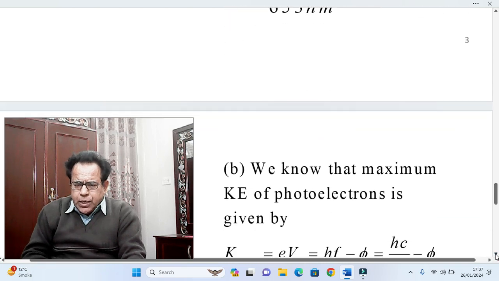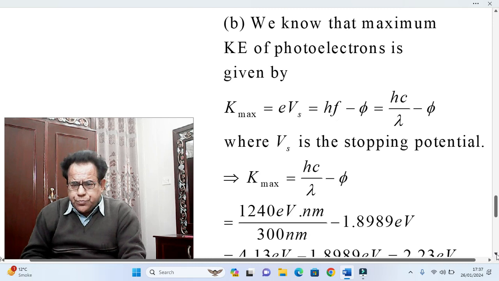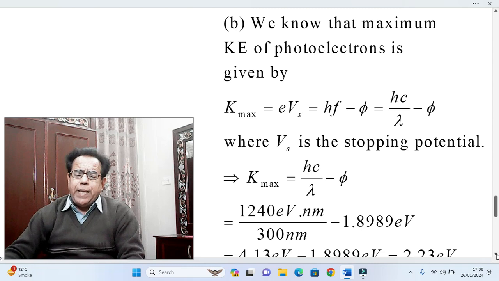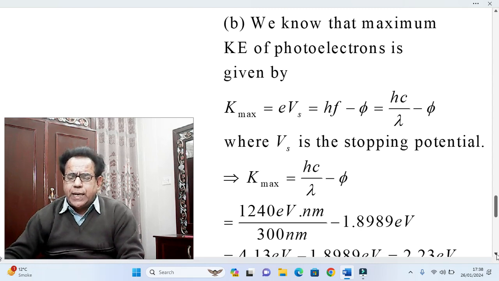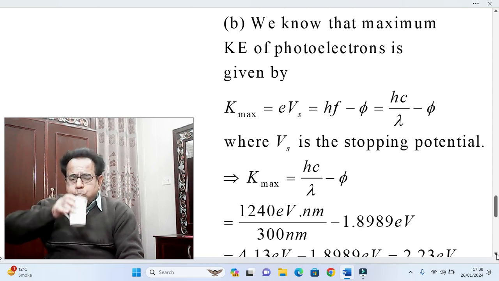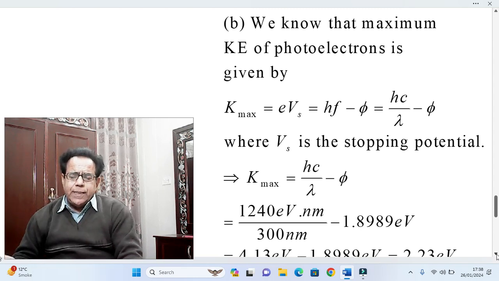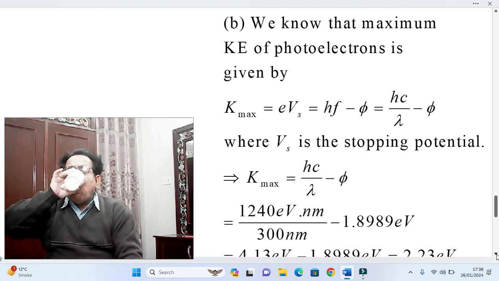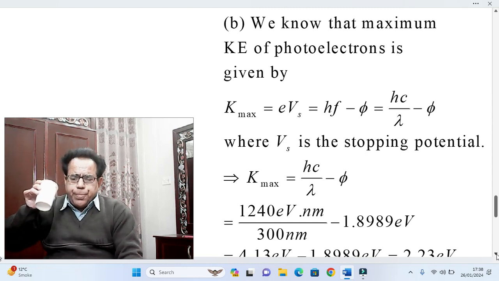Now we are going to part B. We know that the maximum kinetic energy of photoelectrons is given as K max equal to e V s equal to h f minus phi equal to hc over lambda minus phi, where V s is the stopping potential. This implies that K max is equal to hc over lambda minus work function phi. We will just put the values.